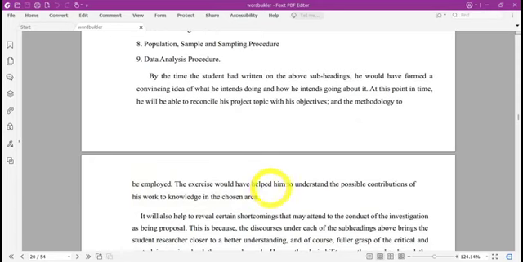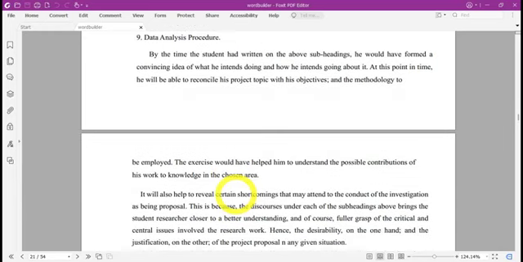The exercise would have helped him to understand the possible contributions of his work to knowledge in the chosen area. Every work, like we said, has to contribute to knowledge. So by the time he does all this, getting his topic, his objectives and everything, it will help him understand more the contributions he can give to the knowledge in that area. It will also help to reveal certain shortcomings that may attend the conduct of the investigation as being proposed. Definitely, it's normal to have shortcomings.